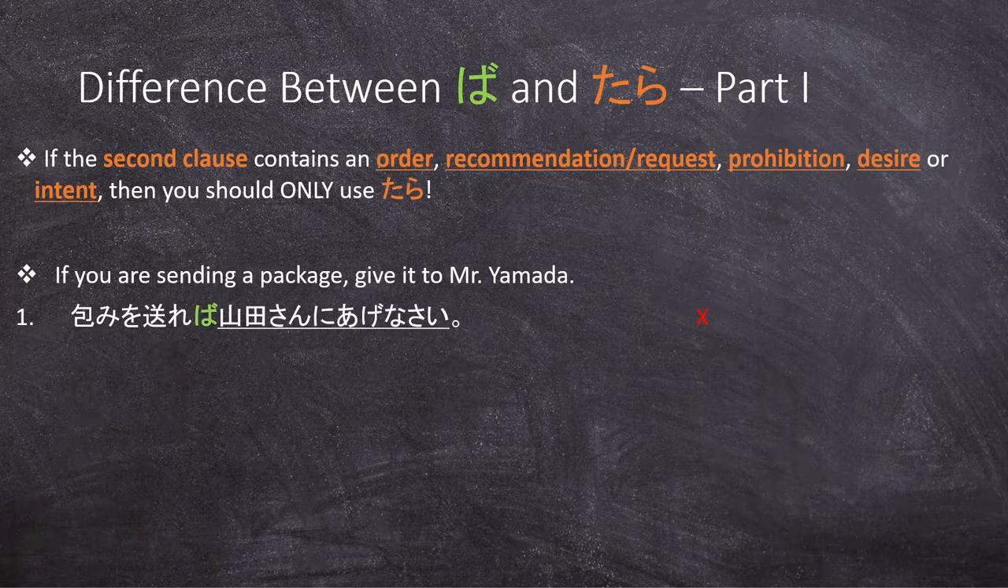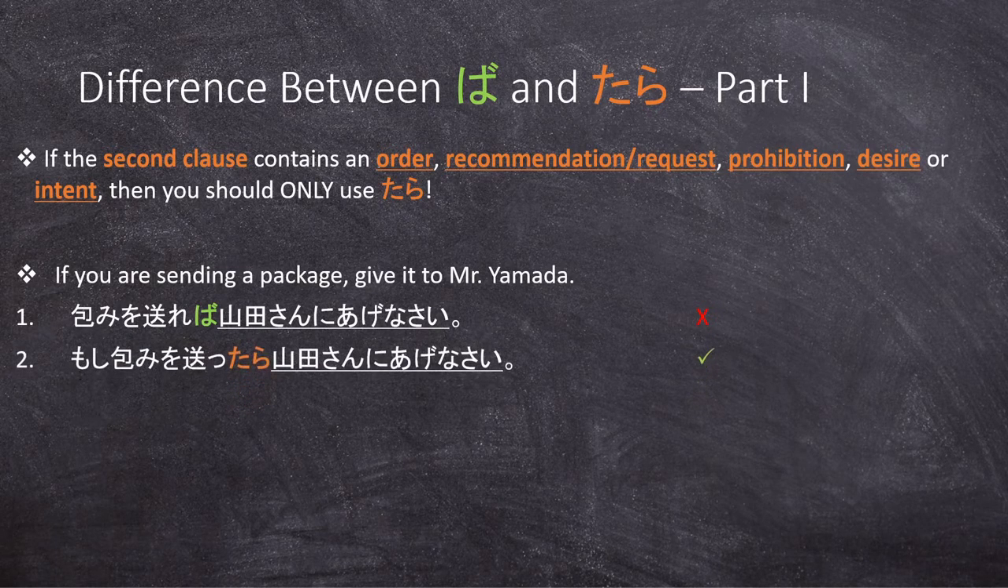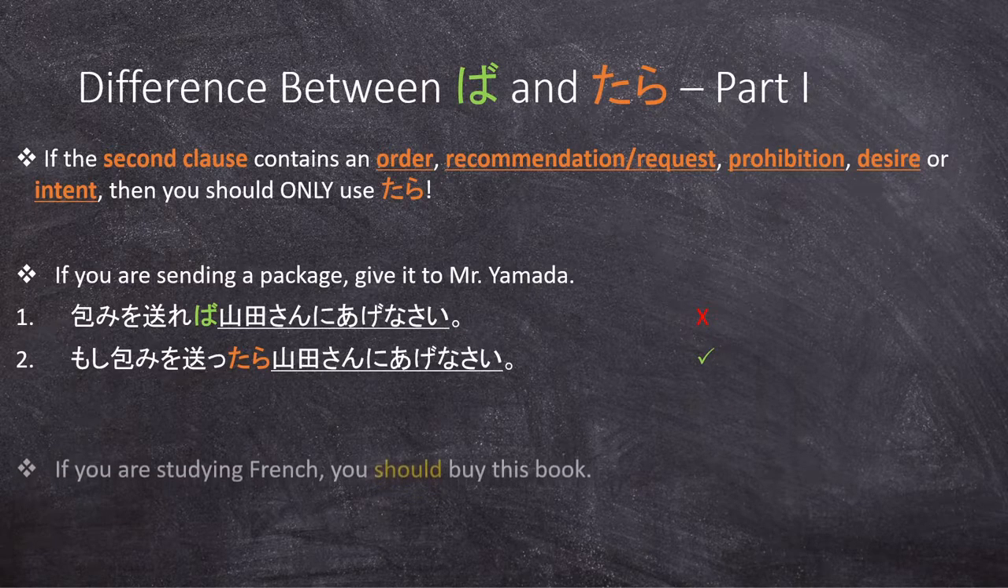So if you use ba here, as in tsumi o okureba Yamada-san ni agenasai, that would be incorrect, because the second clause contains one of the written elements here that really require the usage of tara. So if you use it like this, Moshi tsumi o okuttara Yamada-san ni agenasai, that is the correct usage. So always bear that in mind.